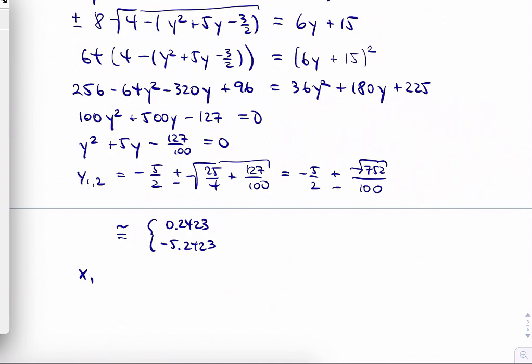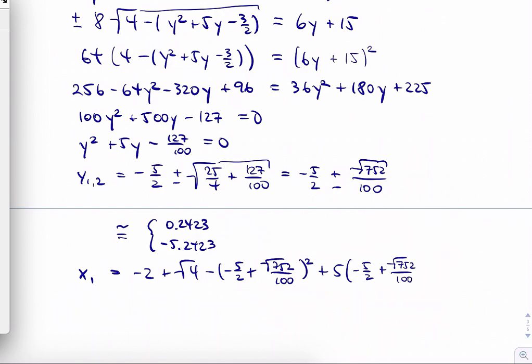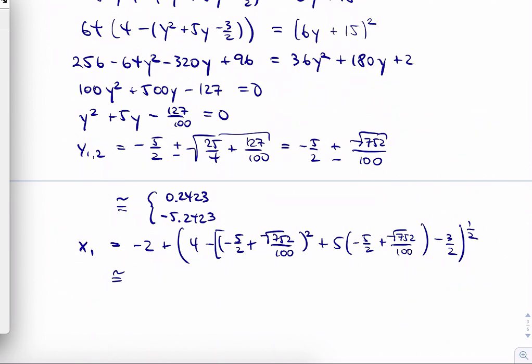And so I get an x1 that corresponds to y1, the positive part: minus 2 plus the square root of 4 minus, well, now I get y squared plus 5y minus 3 halves. So y squared, that's minus 5 halves plus 752 divided by 100 squared, plus 5 times minus 5 halves plus square root 752 divided by 100, minus 3 halves, the whole thing in parentheses, and the whole thing, let me not draw an ugly square root here, but just say that this is to the power of 1 half. This is numerically, as you can check, roughly equal to 0.0567, if I'm not mistaken.